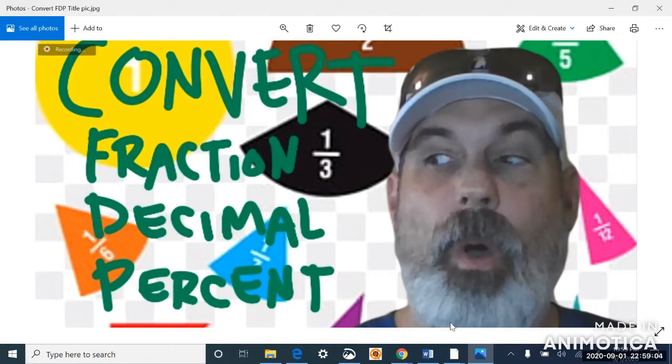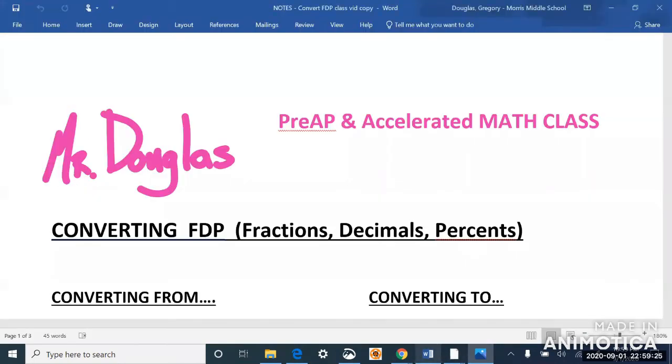Okay, so what we are doing today, as you can see in the title, we're going to work with fractions, decimals, and percents. We're just basically going to go to a Word document, and I'm going to write notes and talk about it and show you some methods. And let's just practice over time, okay? I'll try to stay over here.